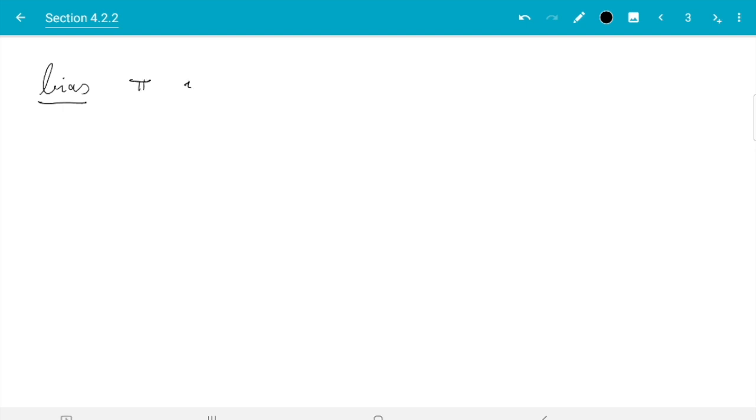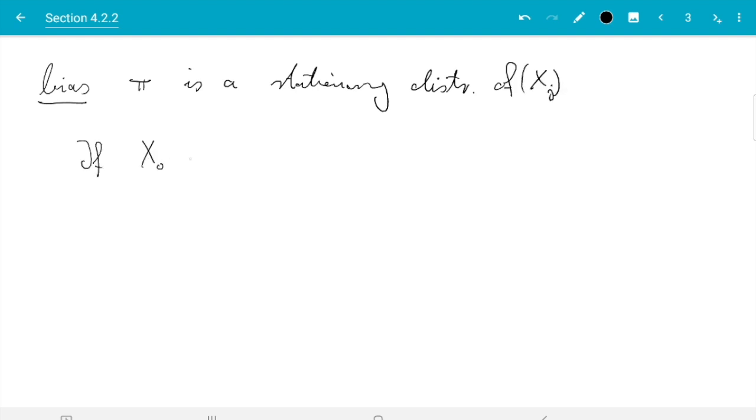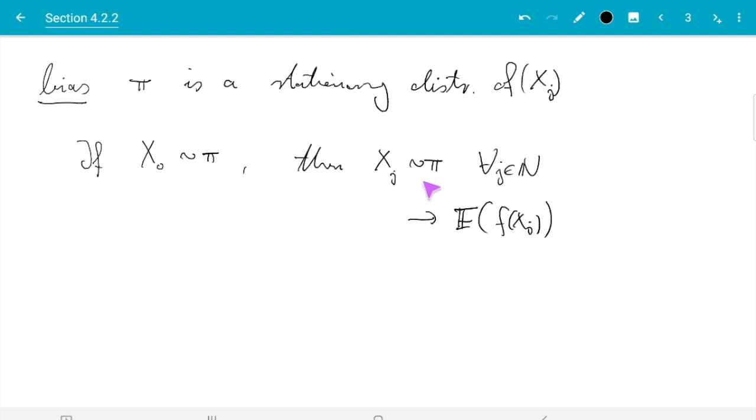We have pi is a stationary distribution of the Markov chain. And that means if x0 was distributed according to pi, then xj would also be distributed according to pi for all j in N. And in this case, we would have all xj have the same distribution as x does. Pi is still the distribution of x. So we would know the expectations are also the same, so that would equal expectation f of x.